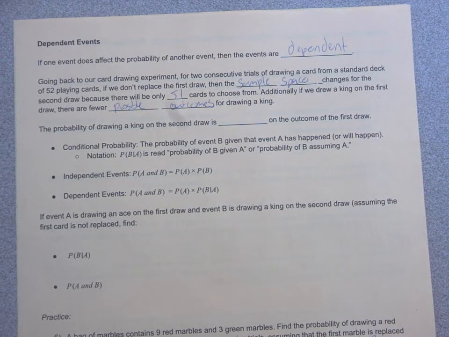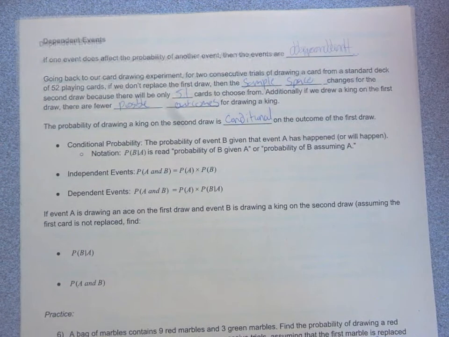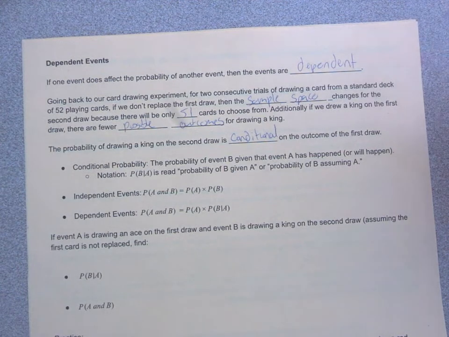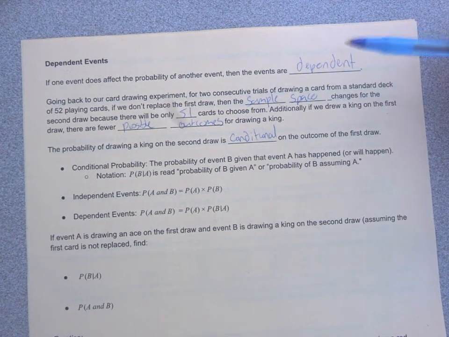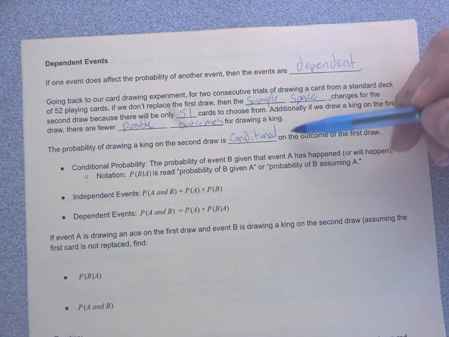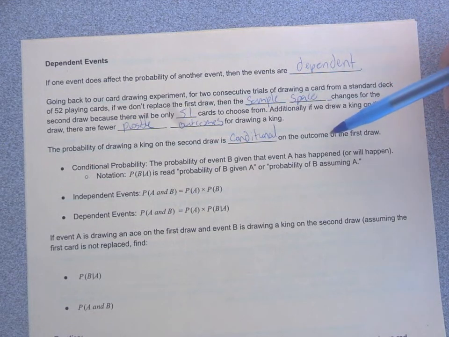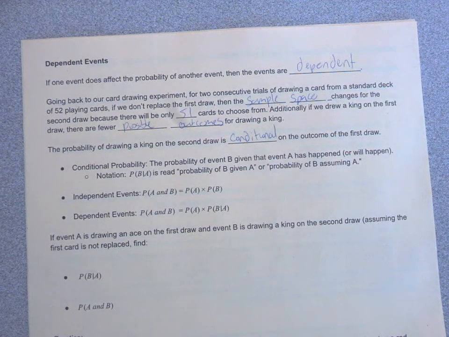The probability of drawing a king on the second draw is conditional on the outcome of the first draw. So we have these 2 words, conditional and dependent, and they are used in similar situations. The events we call dependent. The probability we call conditional if the events are dependent. So, one more time. If the events are dependent, that means the probability of the second event is conditional on the first event. Okay. All right, there's some new notation here.